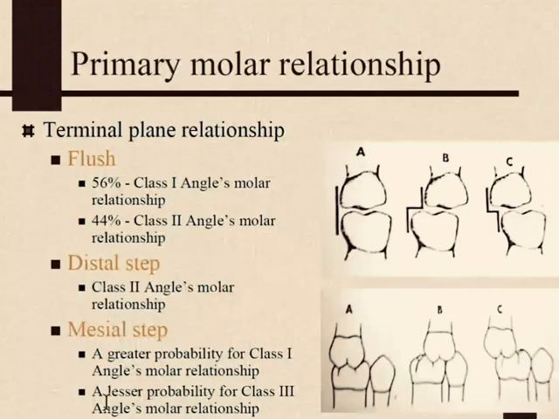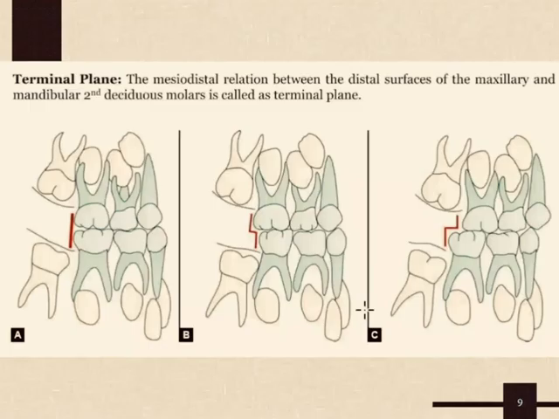I will move here because we have a better diagram. This is the flush terminal plane. This is the mesial step and this is the distal step, and each one, as we said, will later on largely determine the type of molar relationship in the permanent dentition, as the permanent sixes erupt first. And you can imagine how it will look.